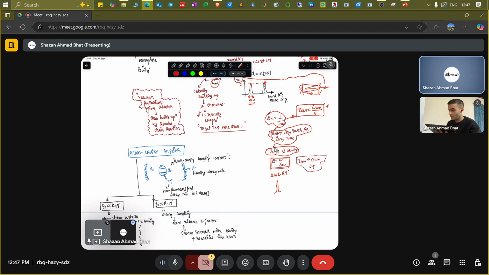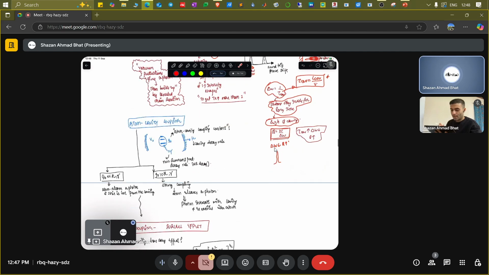And how do you reduce the line width? You increase the tau cavity to reduce the line width. In order to increase the tau cavity, you need to increase the length of the cavity. Increasing tau cavity will reduce the line width. Reducing the line width will increase the quality factor. So that's what basically is represented here.